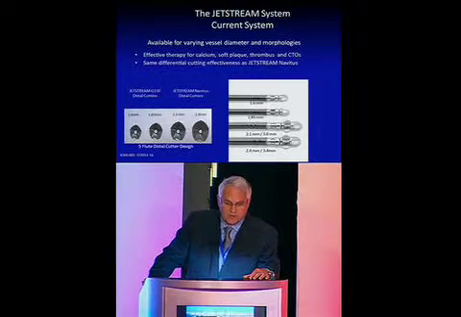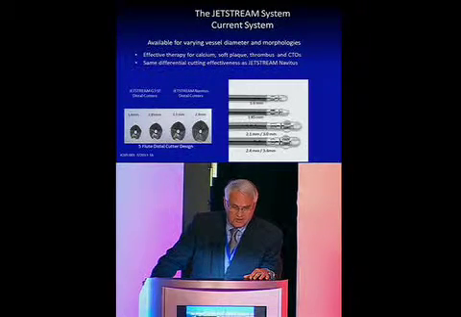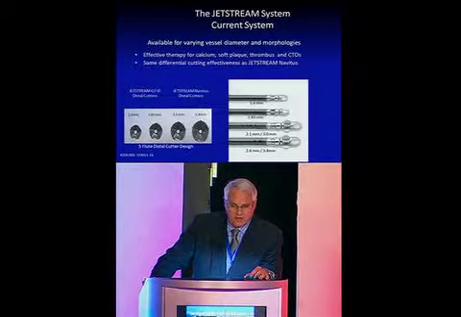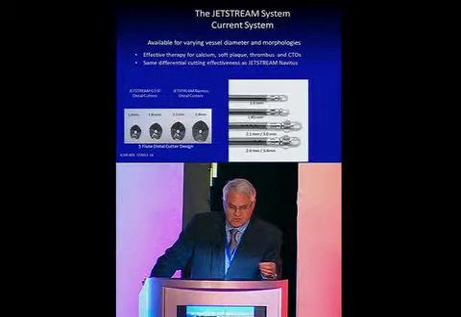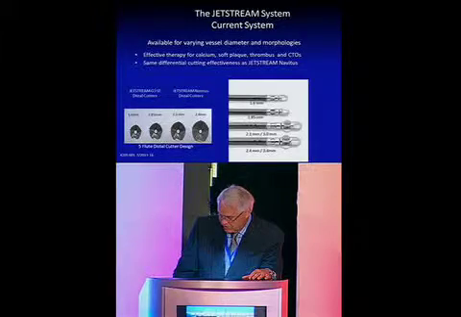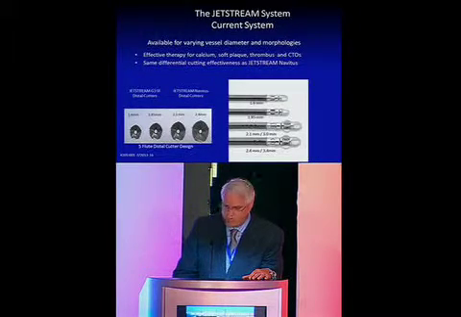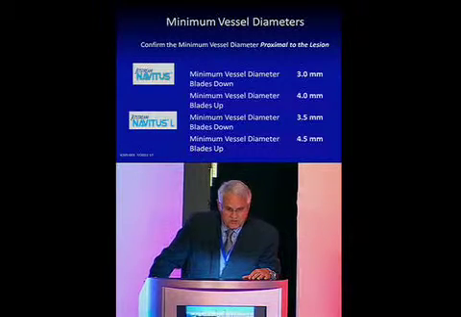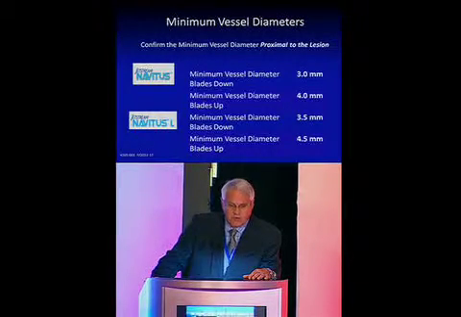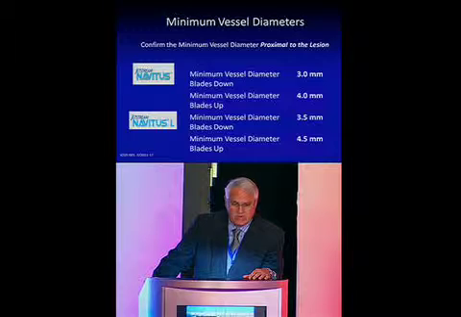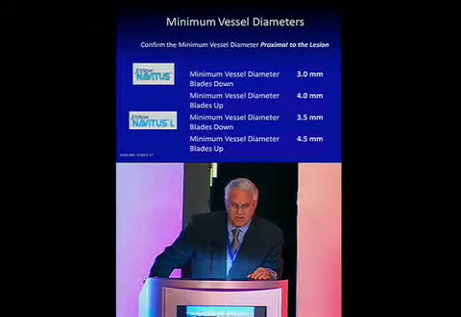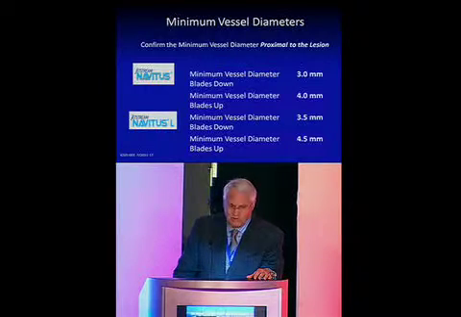So this sort of summarizes graphically the different sizes that are currently available, the similarity in terms of the cutter design and the shaft design and profile. All currently are still 7 French sheath compatible. This is the range for the Navitus, minimal vessel diameter with blades down 3 millimeters, with the blades up 4 millimeters, and for the Navitus L, the larger device, the range is 3.5 to 4.5 millimeters.